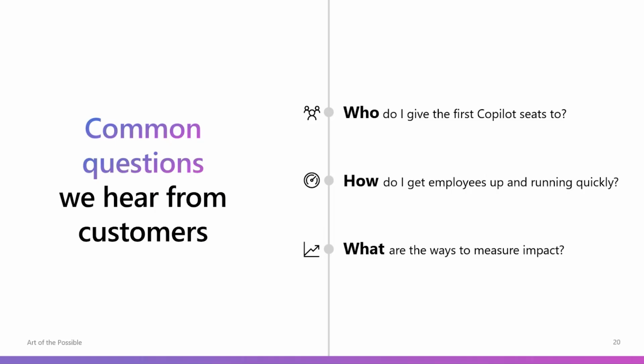Here are the questions to ask yourself before setting up Copilot. Who should I give the first Copilot seat to? It's imperative to ask yourself which department would benefit the most from this and facilitate the adoption of user licenses. We saw earlier that Copilot works better when we have several licenses in the same department, just like the example of the CEO I just gave you. And how can we get the employees up and running quickly?